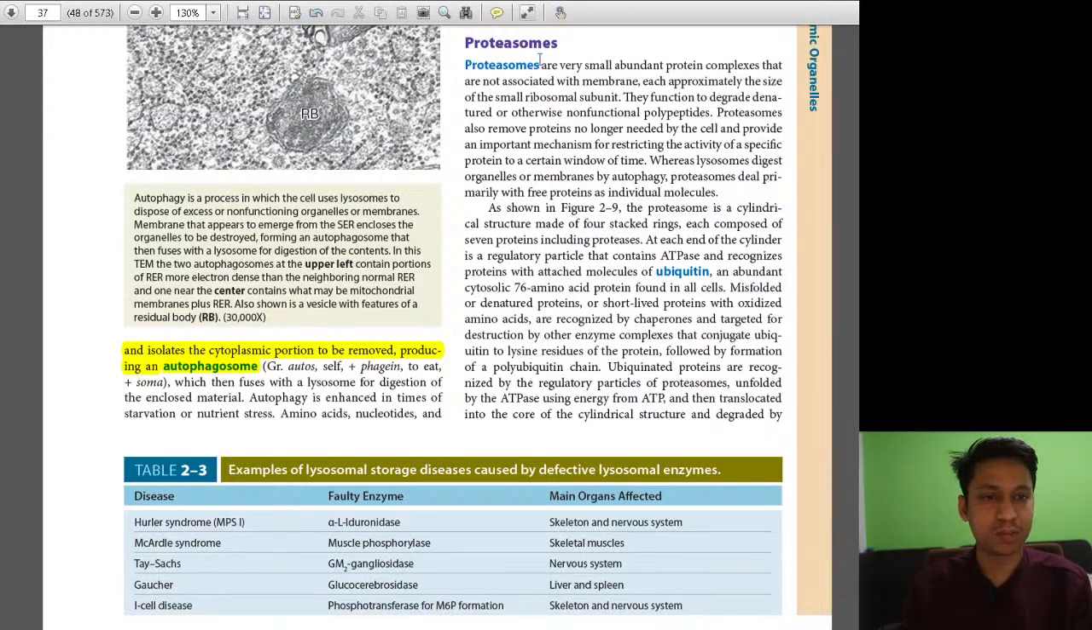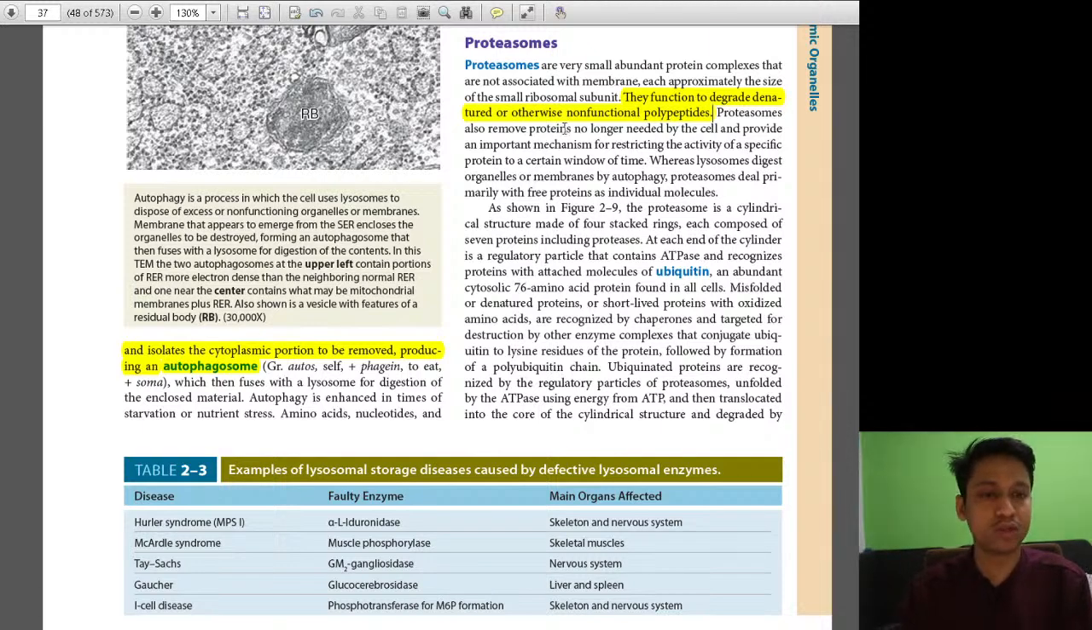Proteasomes are very small, abundant protein complexes that are not associated with membrane, each approximately the size of the small ribosomal subunit. So basically, it's very small, like a ribosomal subunit, and these complexes are not associated with membrane. So proteasomes are non-membranous. They function to degrade denatured or otherwise non-functional polypeptides, meaning non-functional proteins.